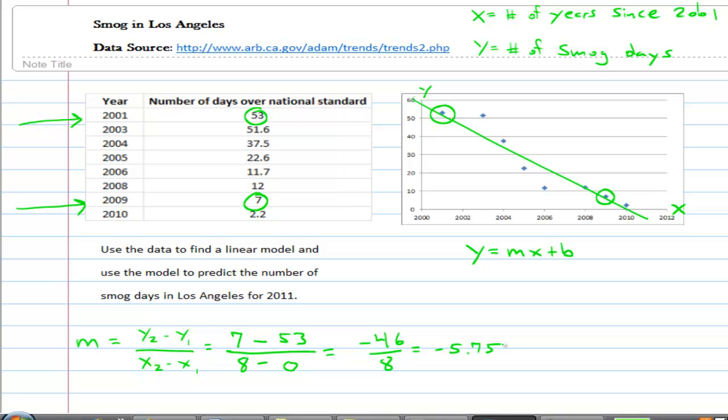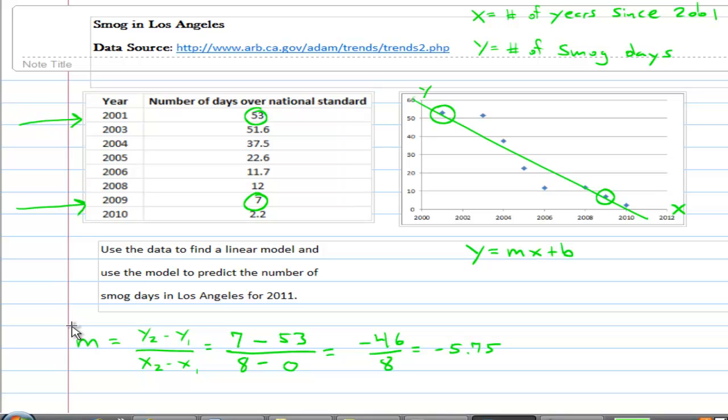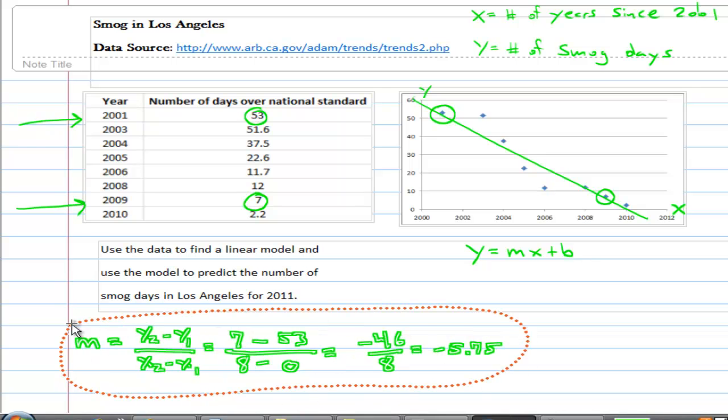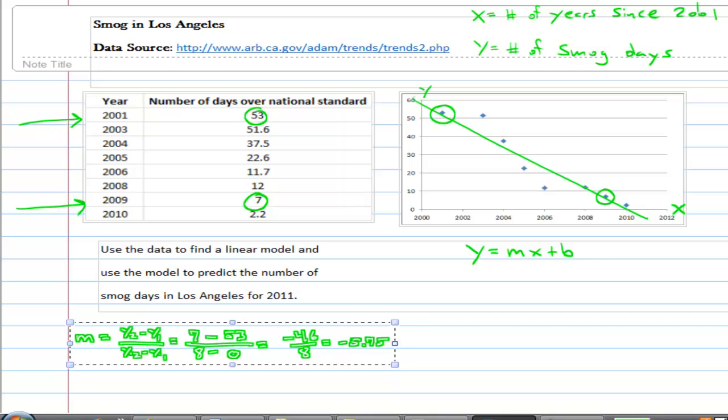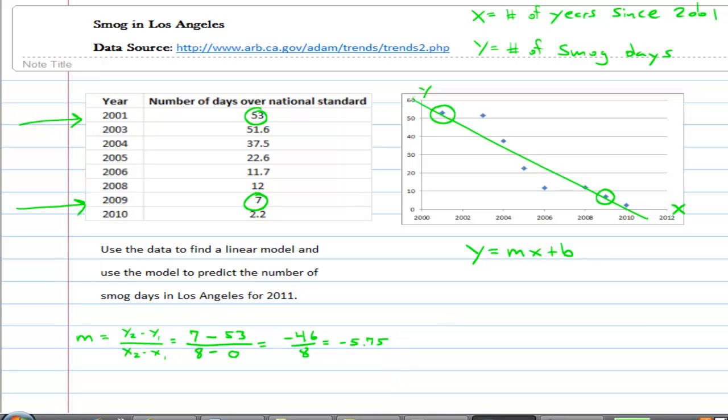And so we have part of the problem done. Let's shrink that down and clear up a little space to work here. We know that our slope is negative 5.75. So now we need to find the y-intercept. We have the slope. If we can find the y-intercept, then we'll have our equation.